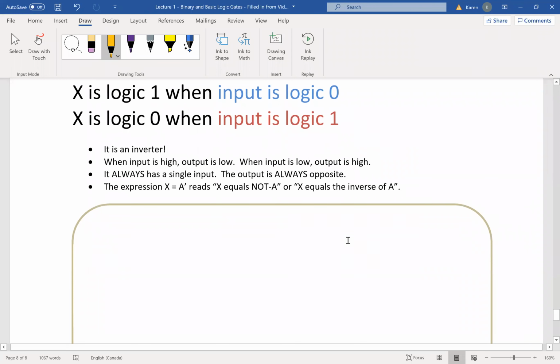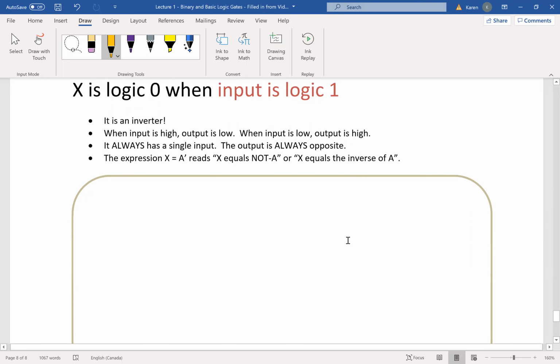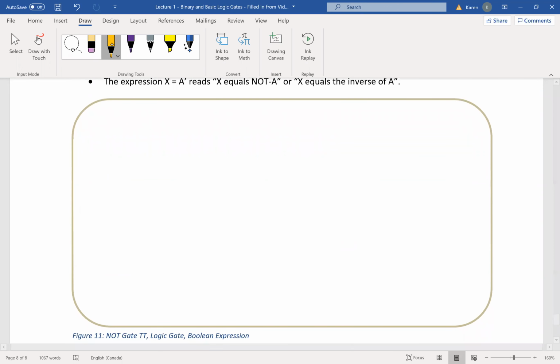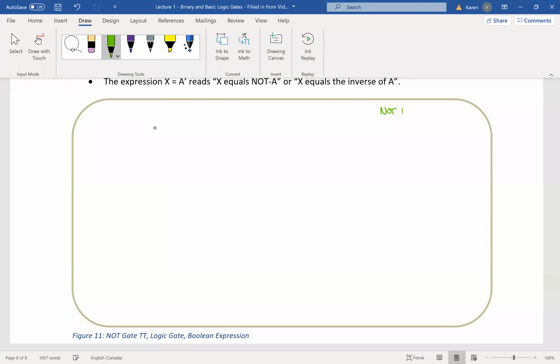It means that one input comes in and the output that goes out is the inverse of the input that went in. So if 0 goes in, 1 goes out. If 1 goes in, 0 goes out. That's all there is to it. So let's write the NOT Boolean expression.